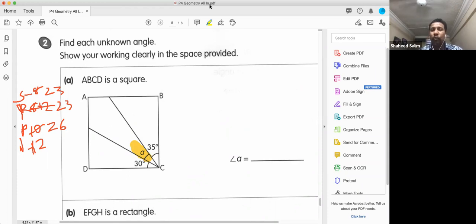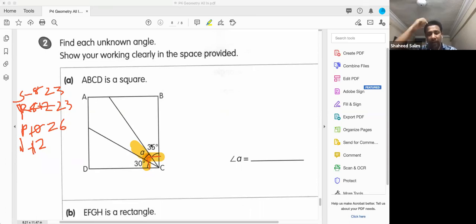Remember, I give you a clue. Remember, this one here is 90 degrees. It's 90 degrees there. You can do this. The clue is this plus this plus this is 90 degrees.